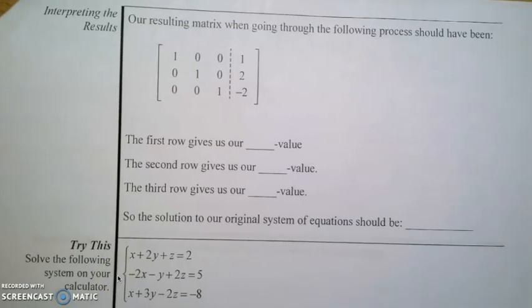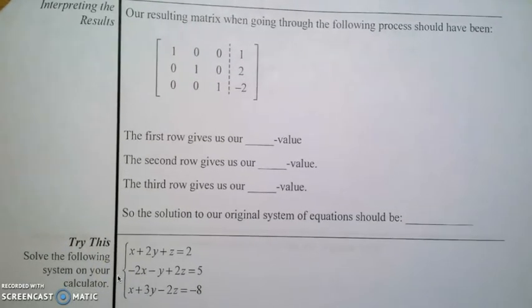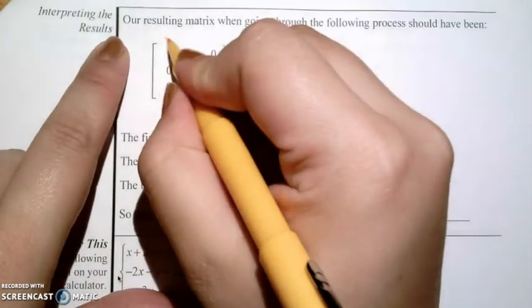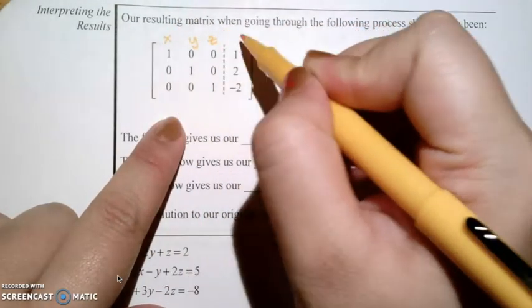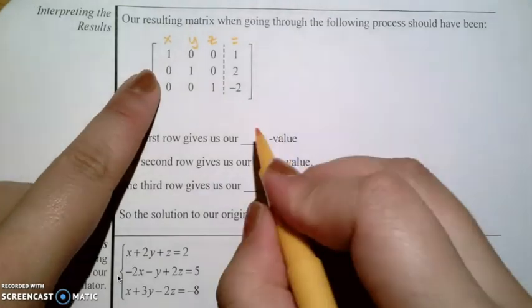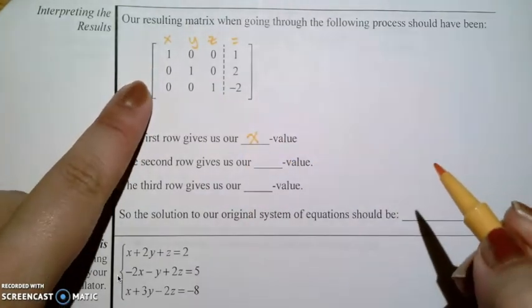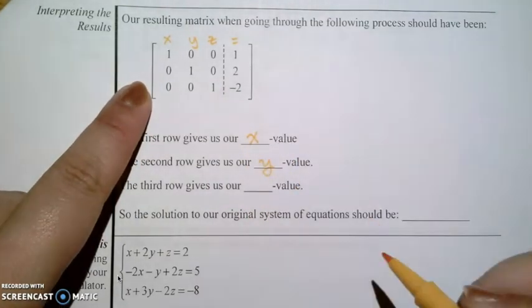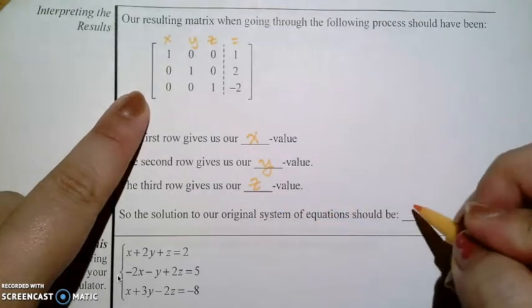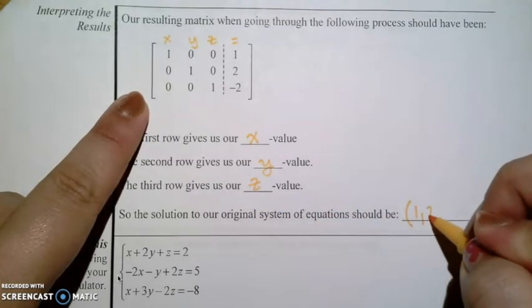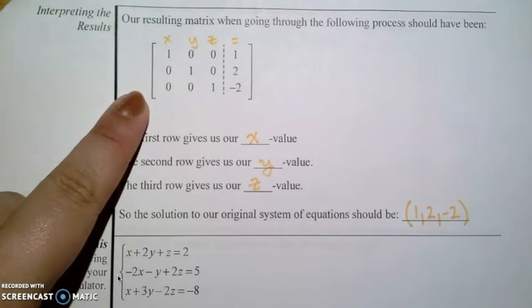Okay, so going back to our packet, as we were looking at on the calculator, the columns were x, y, z, and equals. So the first row gave us our x value, the second row gave us our y value, and the last row gave us our z value, giving us the solution 1, 2, negative 2.